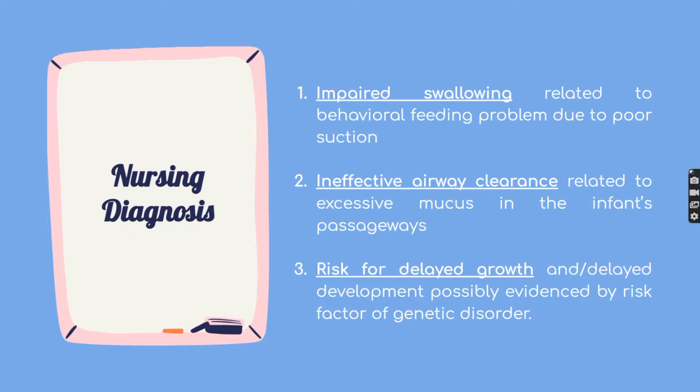We have here three priority nursing diagnoses. Number one being impaired swallowing related to behavioral feeding problem due to poor suction. Number two, ineffective airway clearance related to excessive mucus in the infant's passageways. Number three, risk for delayed growth and or delayed development, possibly evidenced by risk factor of genetic disorder.